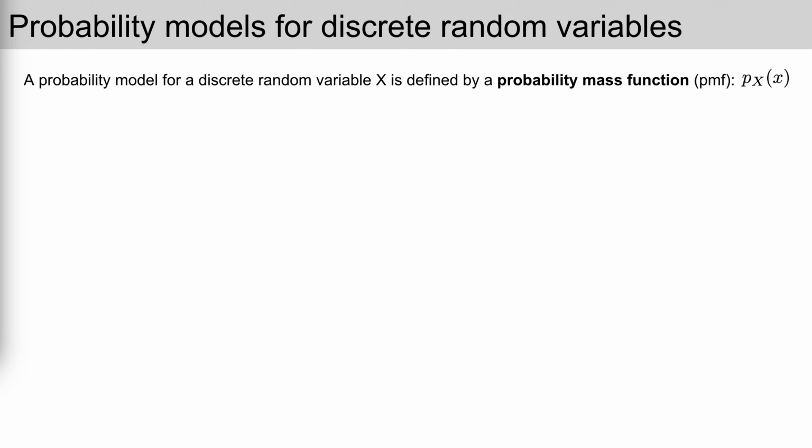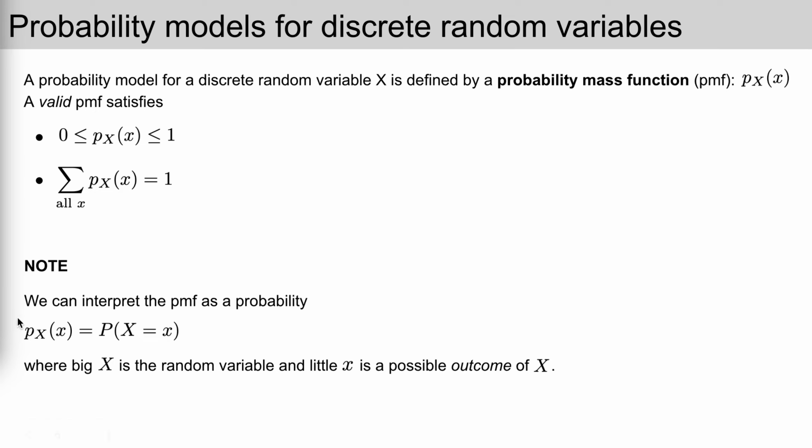In the discrete setting, the probability model for x is defined by a probability mass function, p sub x of x. A valid PMF satisfies the following two conditions. First, the PMF must take values between 0 and 1. Second, across all possible values of random variable x, the PMF must sum to 1. Further, in the discrete setting, we can interpret the PMF as a probability. Specifically, P of x, evaluated at little x, is the probability that our random variable equals little x.